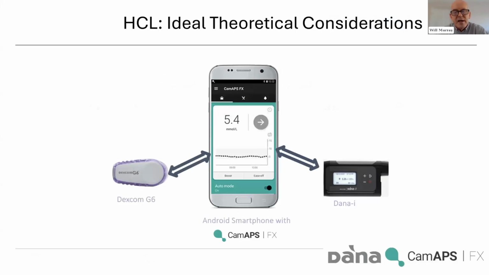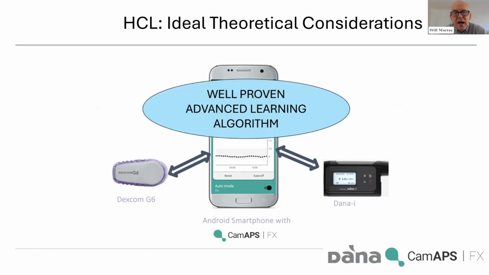And thinking about that, translating that in from a theoretical point of view, this is CamAPS represented here with the phone, the Dexcom, and the Dana pump. And I guess the jury's still out on whether the CamAPS is the most sophisticated algorithm, but it's certainly proven its worth with all the research that's been written and published in good studies. So you're using a very, very top range algorithm.